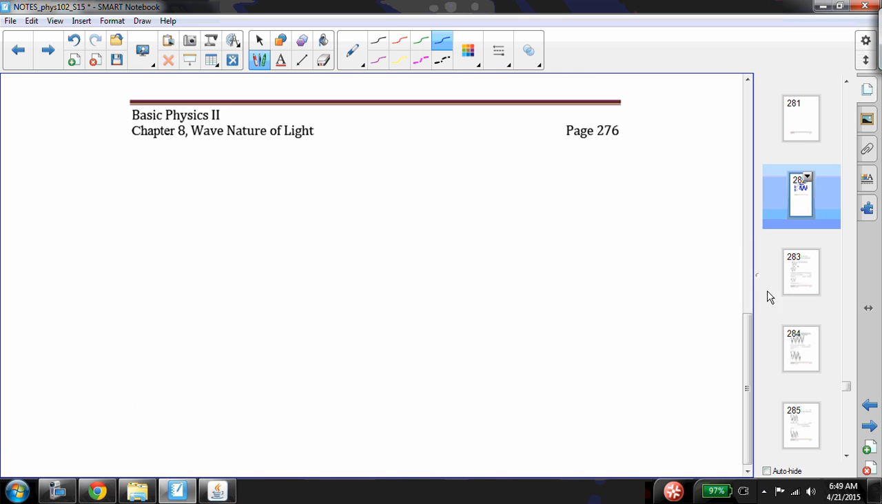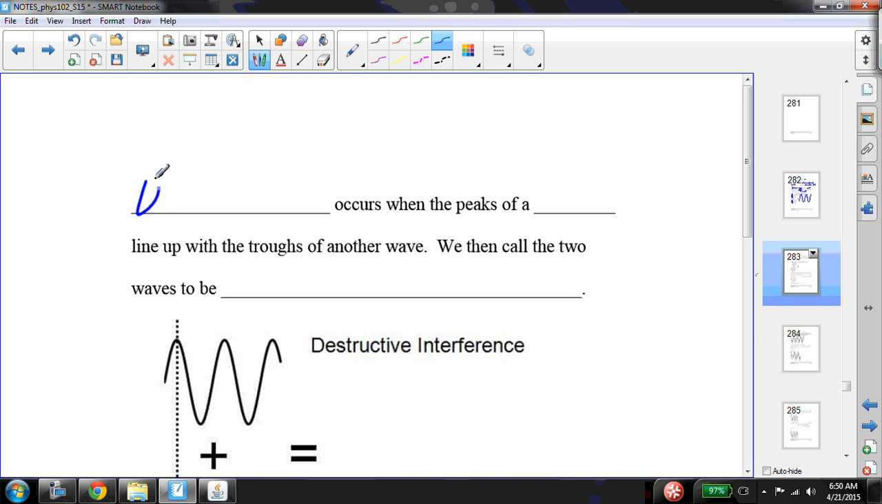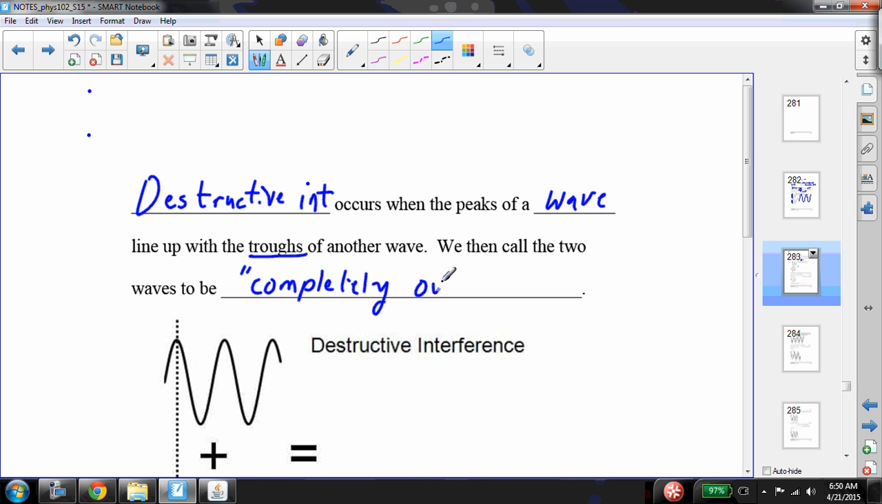Now, on the other hand, destructive interference occurs when the peaks of a wave line up with the troughs of another wave, and then we call the two waves to be out of phase, or completely out of phase. So you can have waves that are in phase or out of phase, and then you can also have in between. We'll get into that.